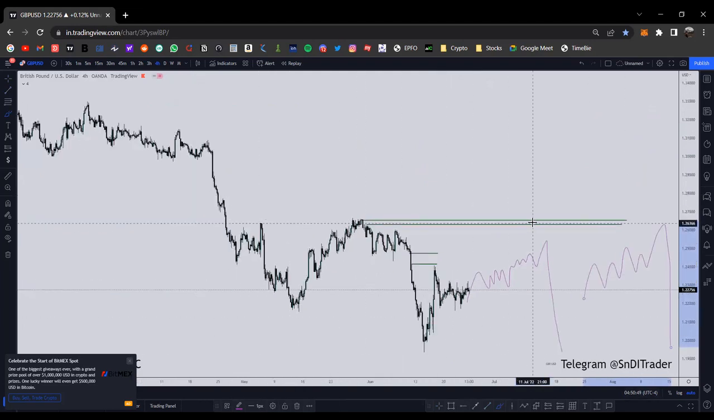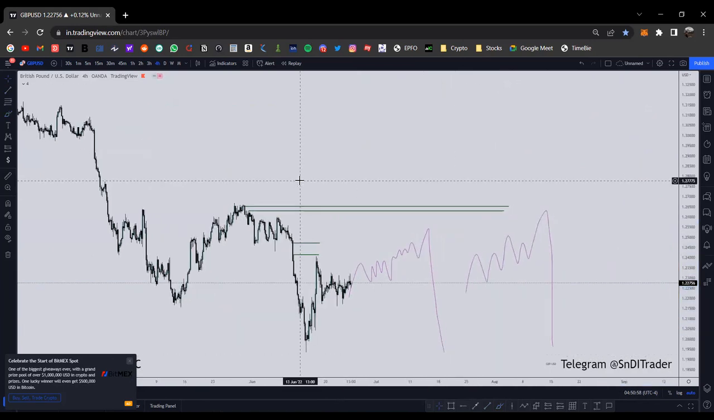So that is the methodology of fair value gap for you to understand. And this is a very important concept as well. So that's it. That is how you understand the fair value gap.